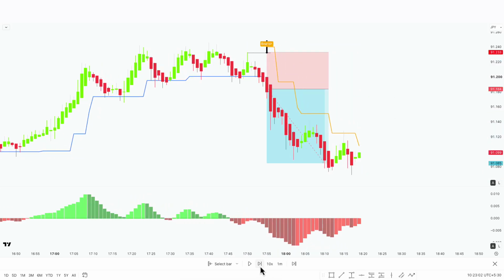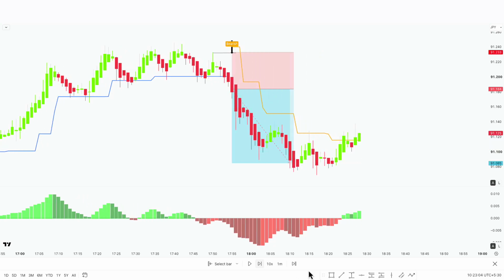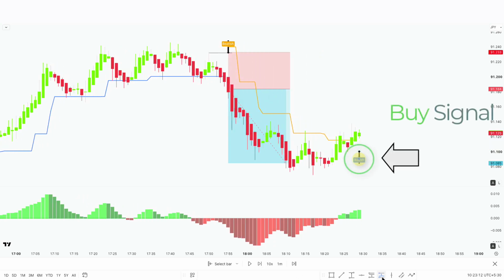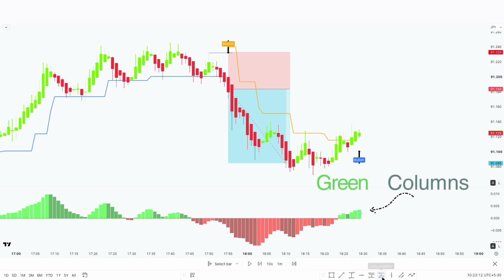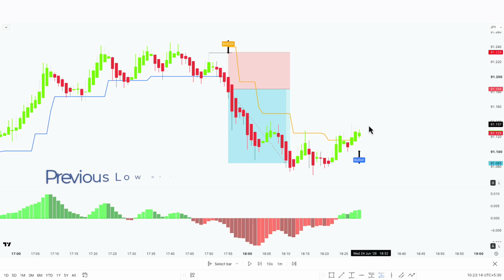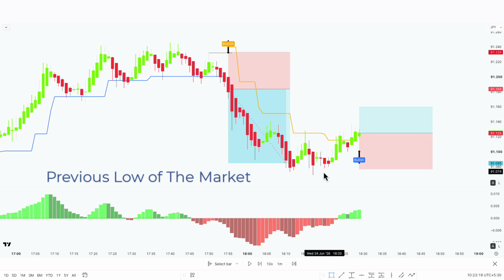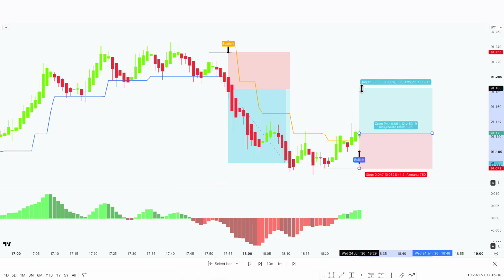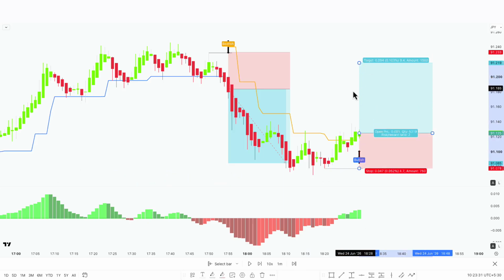Let us now understand the long position. When the Domination arrow up shows a bullish signal, the MACD4C indicator should show green columns, and the market forms a bullish candle. If this condition is fulfilled, then we will place a buy order. Our stop loss is to be placed at the previous low of the market, and the risk to reward ratio will be 1:2.